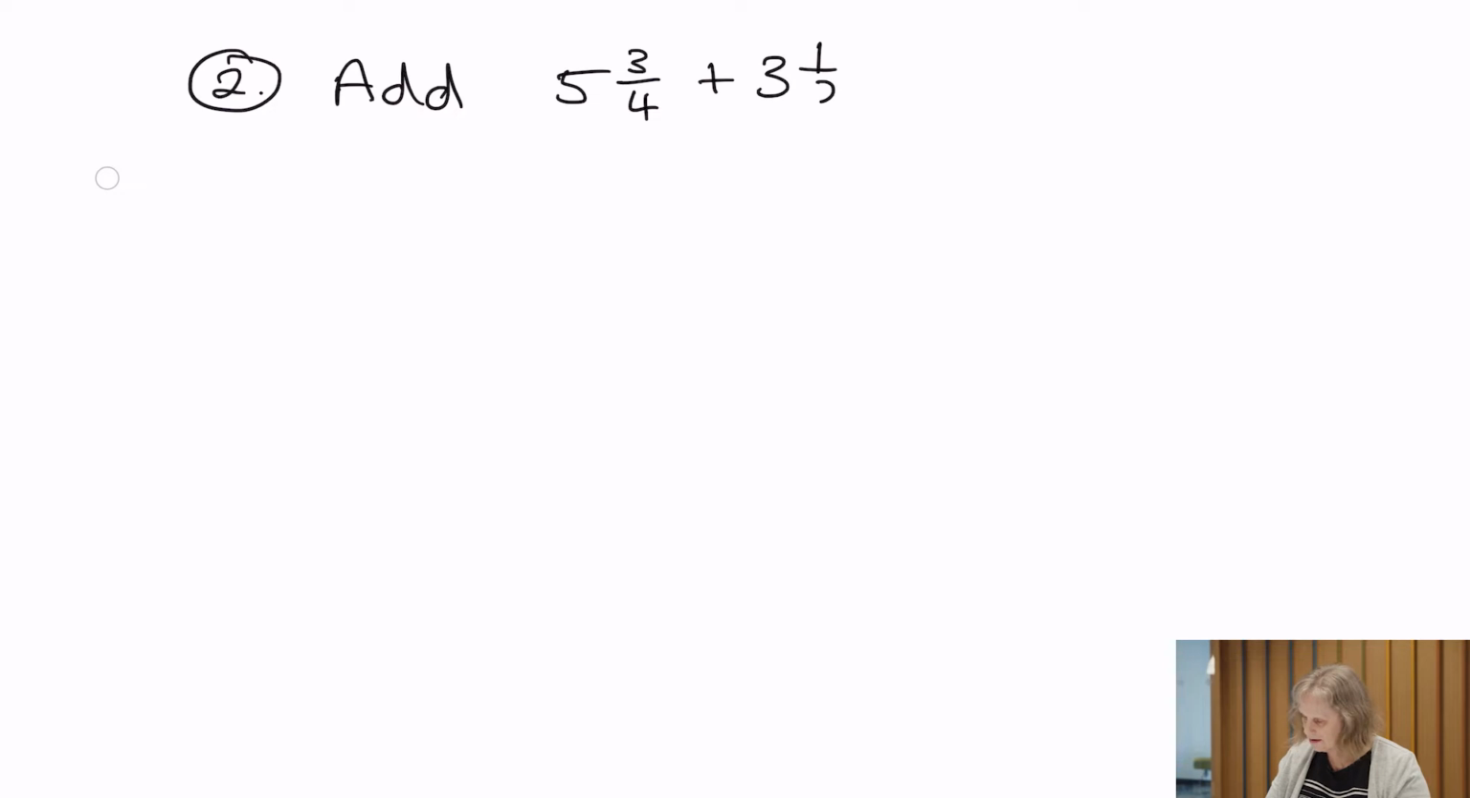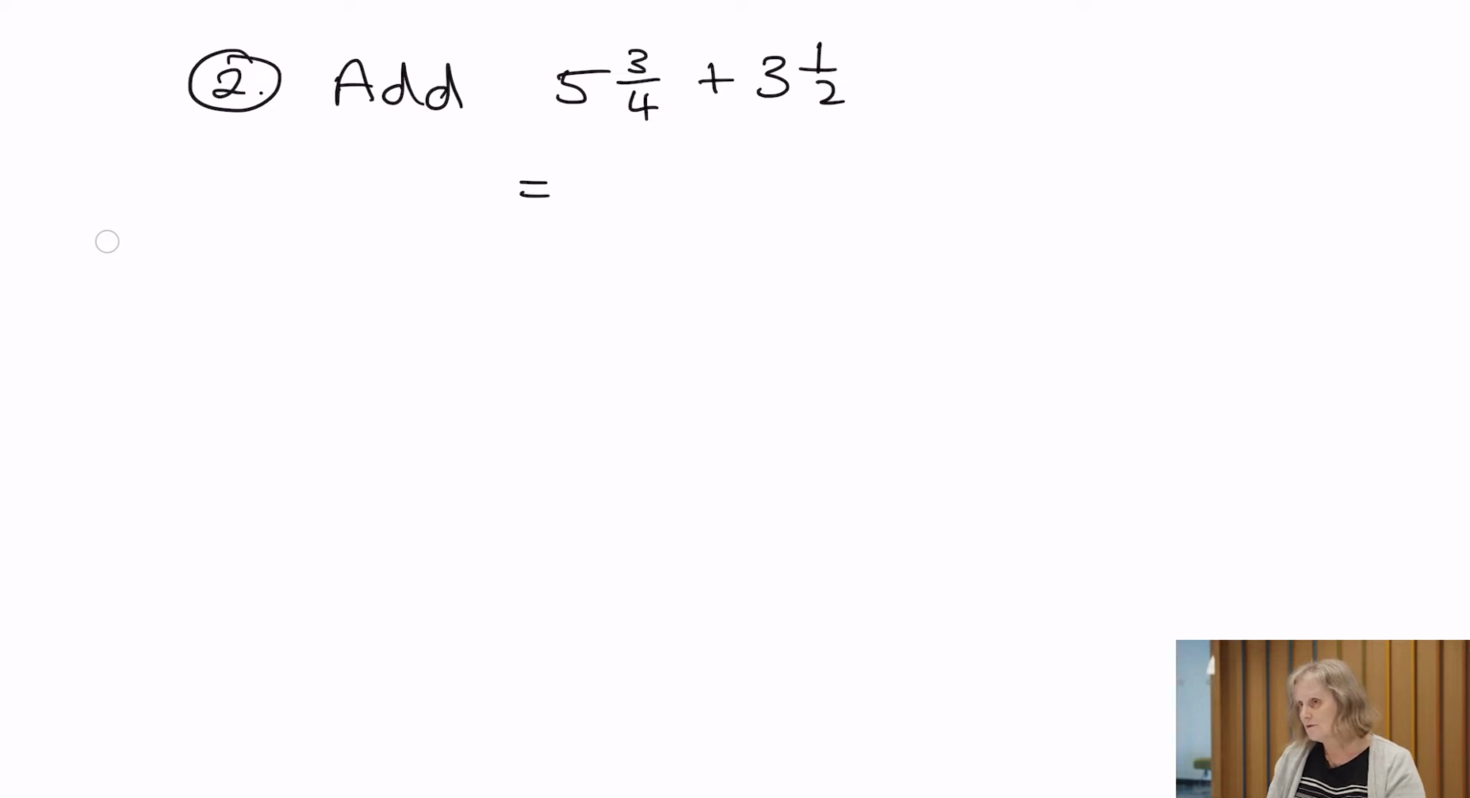Okay, so question 2 we're going to have a look at, and we're just going to introduce this element of mixed numbers now. We're going to add together these two fractions, which are both mixed numbers, 5 3/4 plus 3 1/2. Again, I'm just going to work down the page.